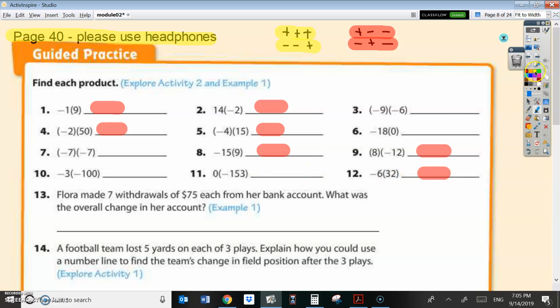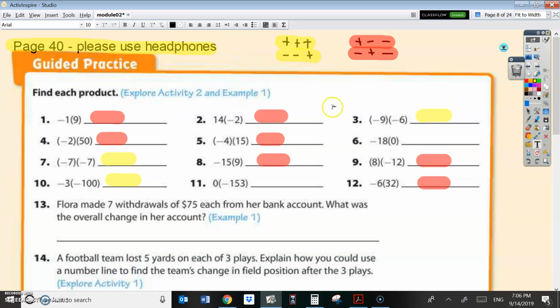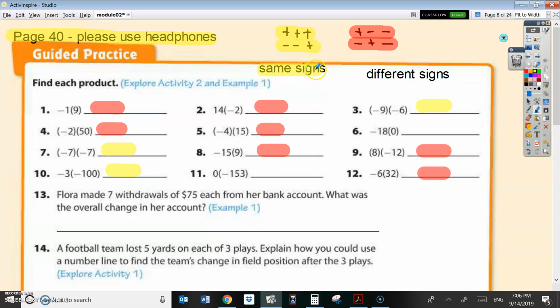Now let's put in the positives. So, positive, 0, positive, positive, 0, and 0. So we know that same signs, positive, and we know different signs, negative. Okay, same signs, positive, different signs, negative.